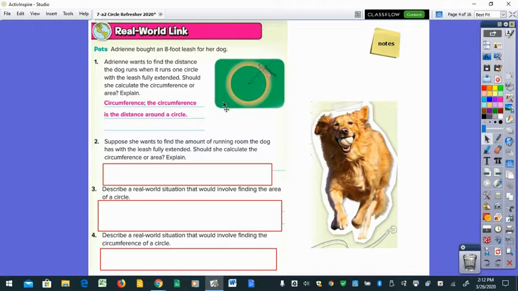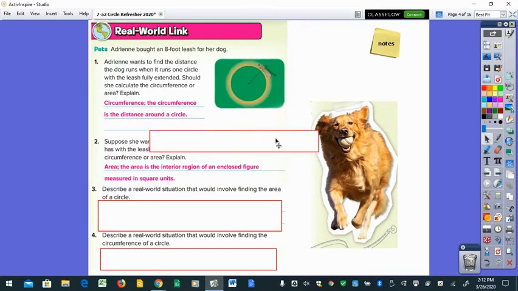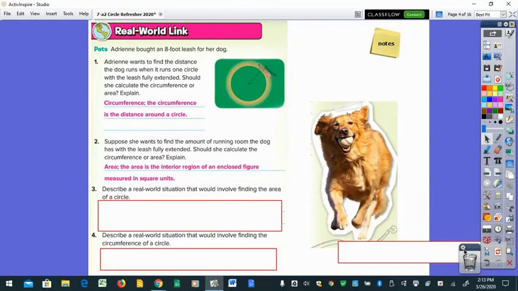He couldn't run out here, but he could run in all of this area inside of that circle. So if she wanted to find out the dog's running room, she would calculate the area. Remember that the circumference is like a perimeter, and that's going to be a straight distance. So your circumference is going to have straight units. And when we talk about area, we're going in 2 dimensions. Remember, we talked about this way and that way. So that's going to be in square units, area, square area.